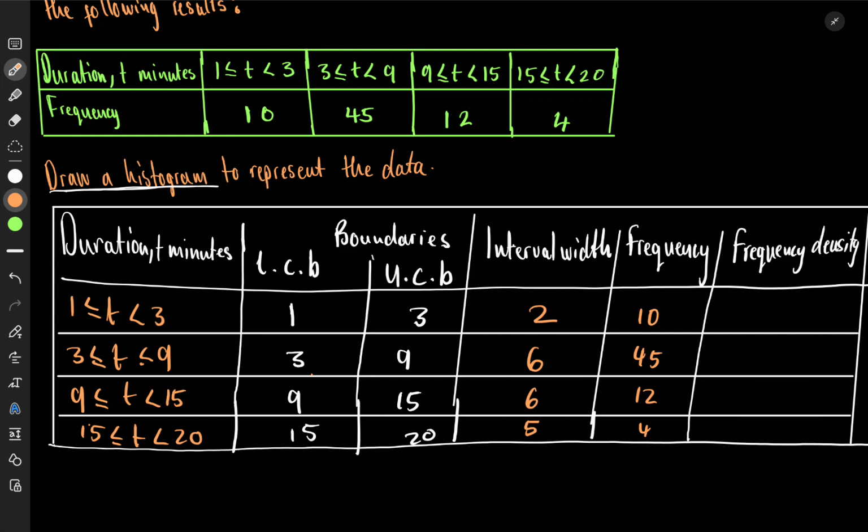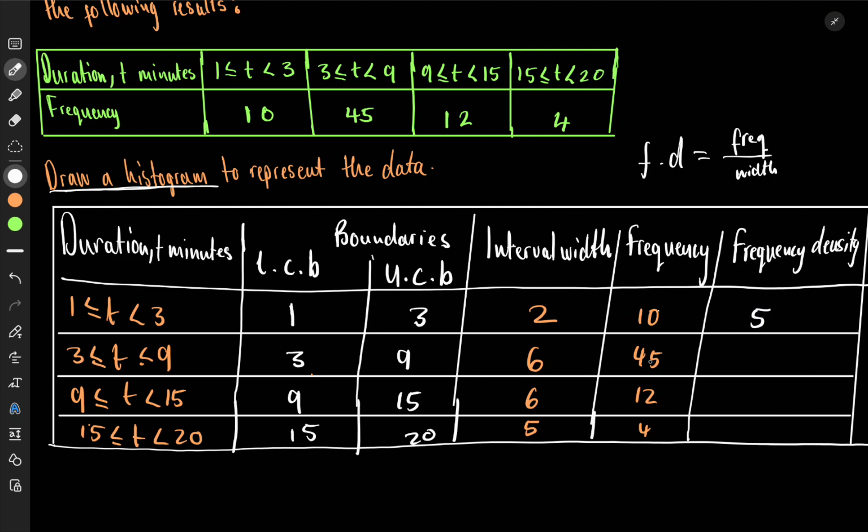Frequency density for the first, remember frequency density, what it is? Okay, FD is equal to frequency, the amount, over the space, which is class width or interval width, right? It is frequency, it is the how much over the space that you have. Then you can know how dense that place is. So I'm going to say it'll be my frequency 10 over my width 2. So it's 10 over 2, you get frequency density of 5.